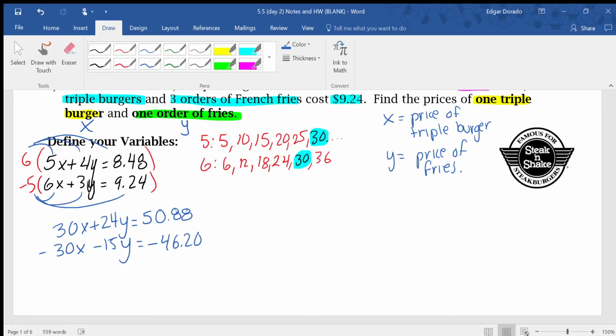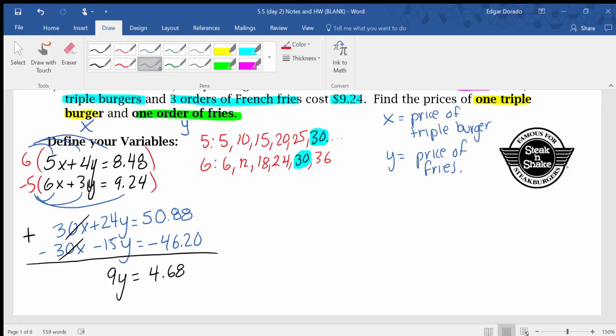So now we're going to go ahead and add our columns. My 30x and negative 30x canceled, which was my goal, because now all I have to do is find my y. So 24 plus a negative 15y is now a 9y. And then I add both my 50.88 with my negative 46.2, and I should get 4.68.